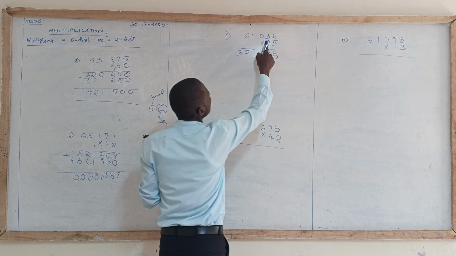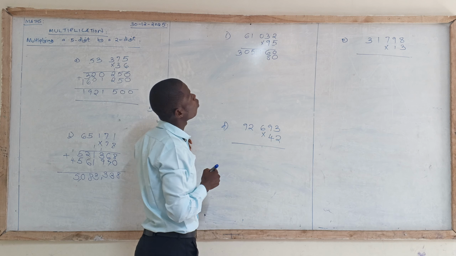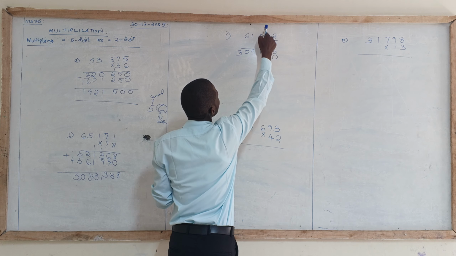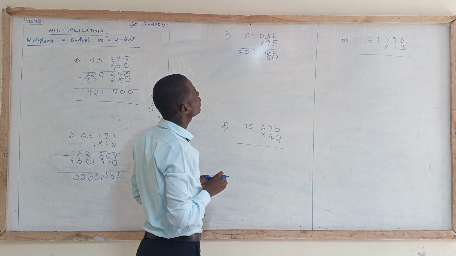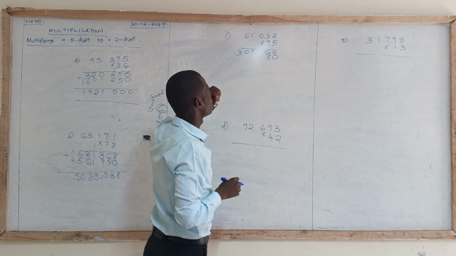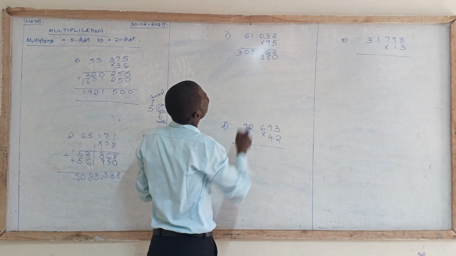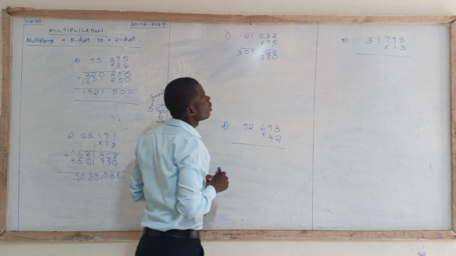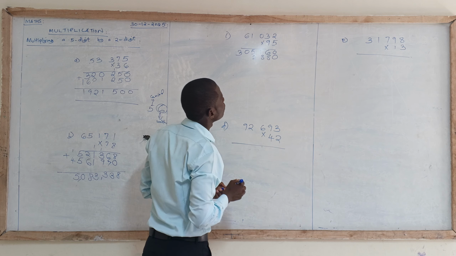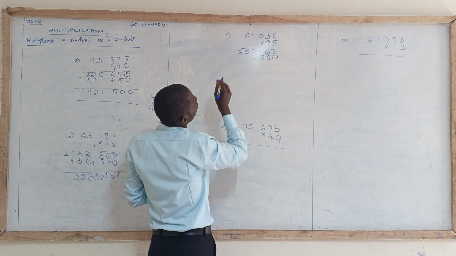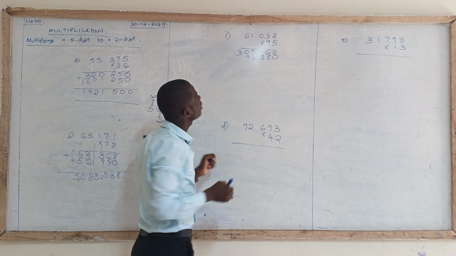Now let us multiply. 9 times 2, we have 18. Write 8 there. Carry 1. 9 times 3, that is 27. Plus 1 you carried, that is 28. I write 8, I carry 2. 9 times 0, that is 0, plus 2, we have 2. Let us continue. 9 times 1, that is 9, we are not carrying anything.